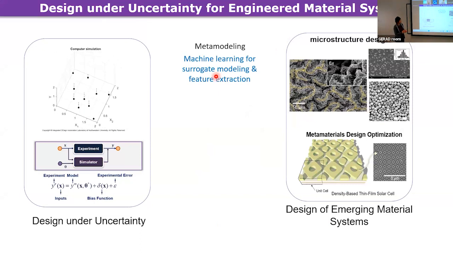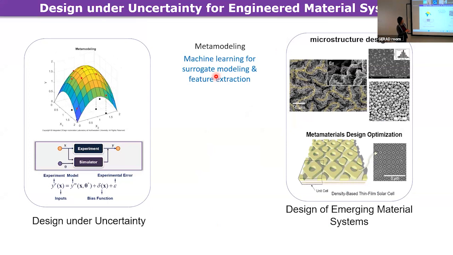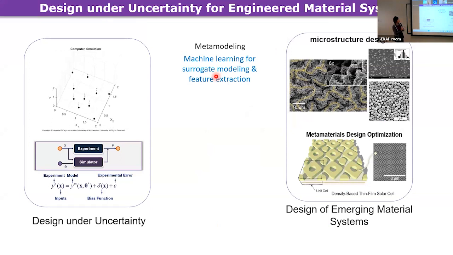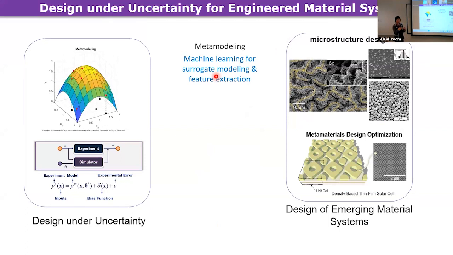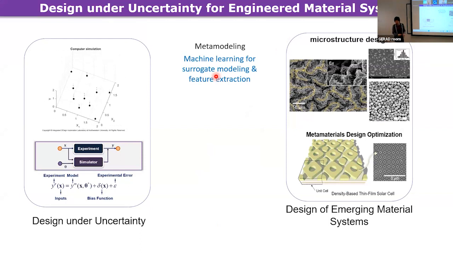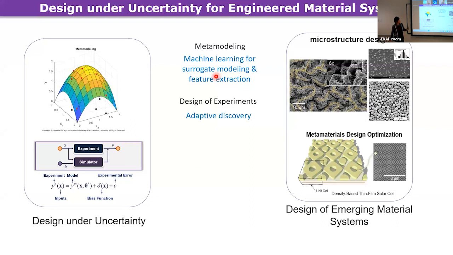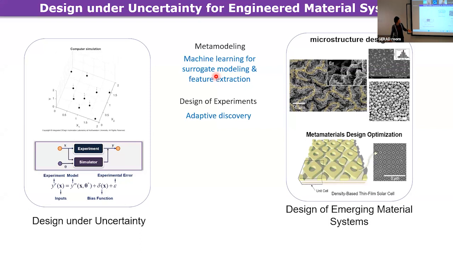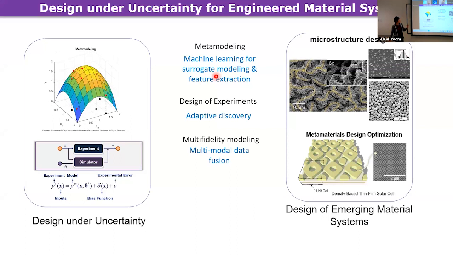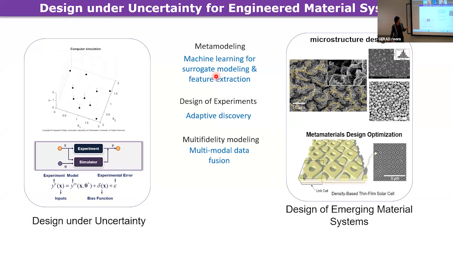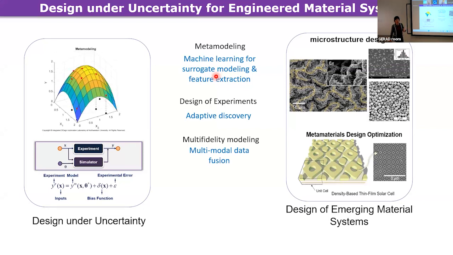Some examples of mapping of the terminology: on the left, we call it meta modeling or surrogate modeling. On the right, in the material design area, we're doing machine learning as well as surrogate modeling and also feature extraction, or feature engineering. Using AI and those methods, we can identify the important design features. Design of experiments on the left is now called adaptive discovery in the material area. And multi-fidelity modeling in the material area we call multi-modal data fusion, because the data can come from simulation, experiments, as well as sensors.